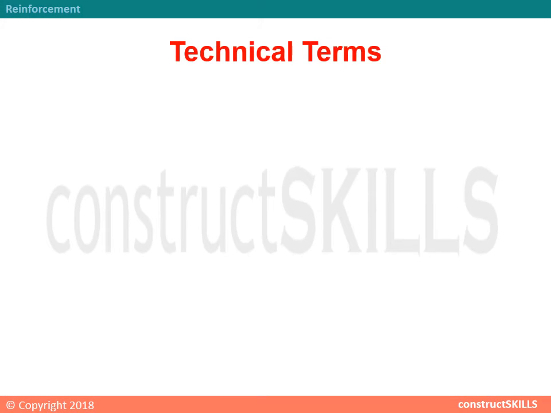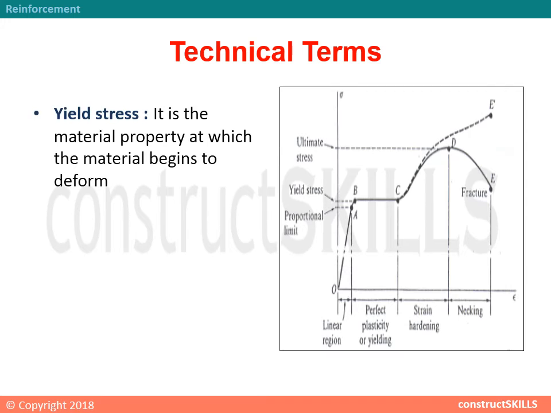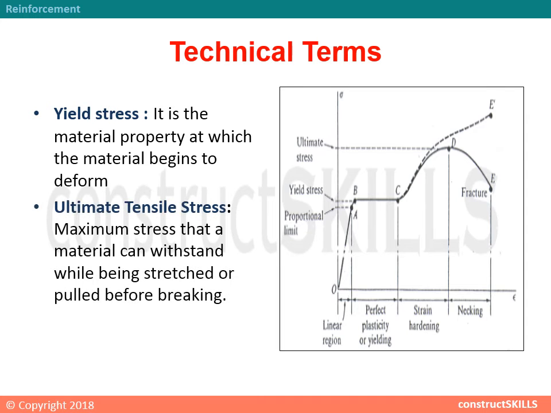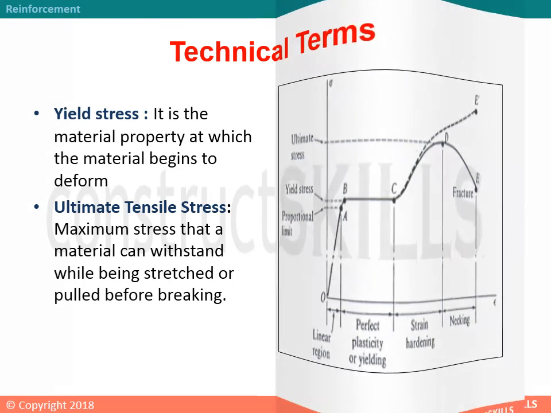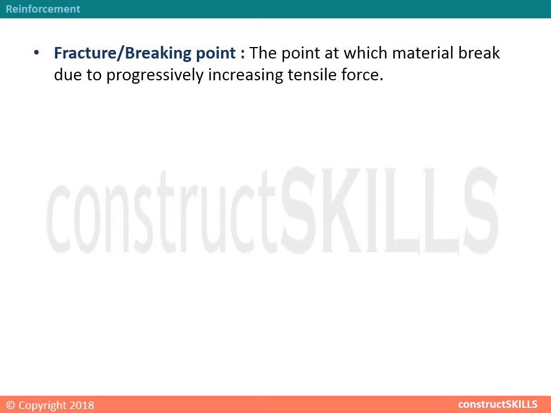Following are the technical terms. 1. Yield stress. It is the material property at which the material begins to deform plastically, whereas yield point is the point where nonlinear deformation begins. 2. Ultimate tensile stress. It is the maximum stress that the material can withstand while being stretched or pulled before breaking. 3. Fracture, the breaking point. It is the point at which material breaks due to progressively increasing tensile force.